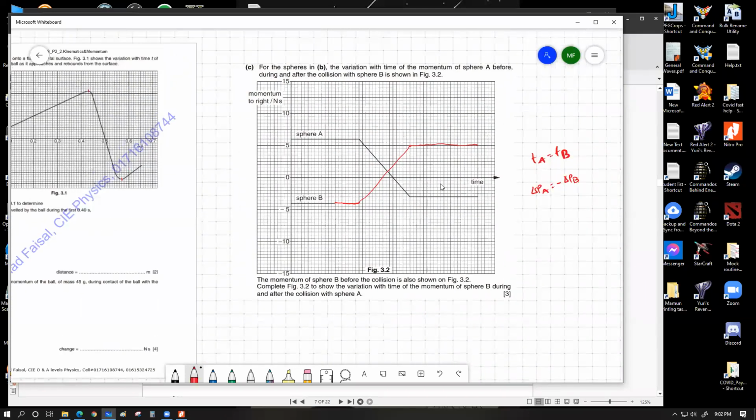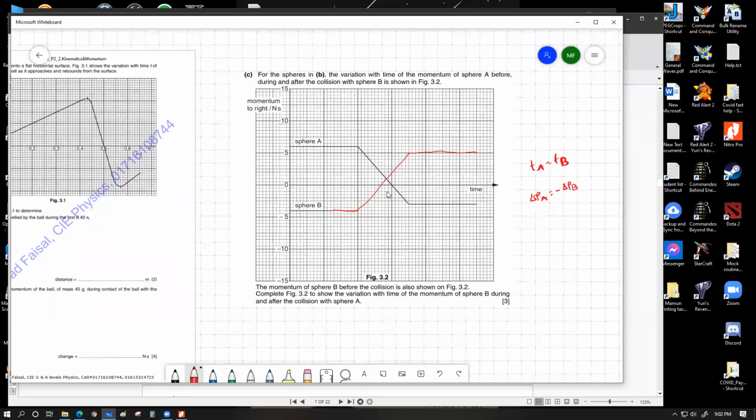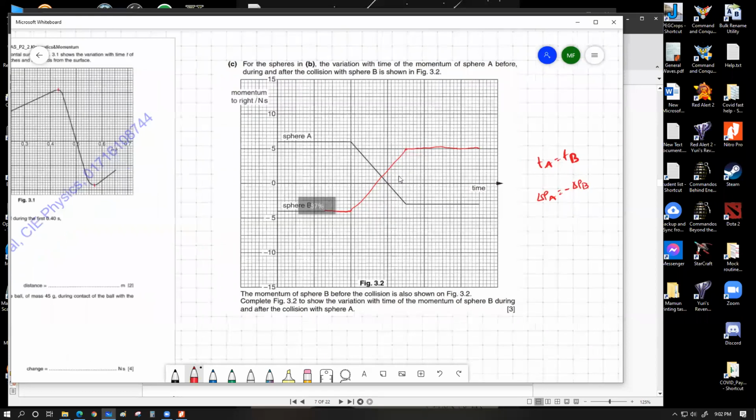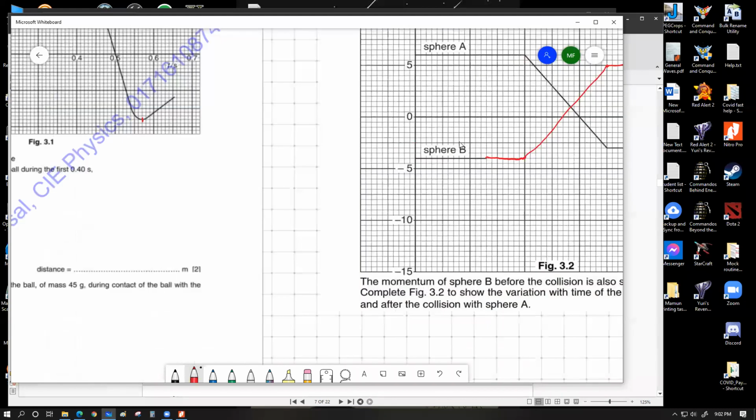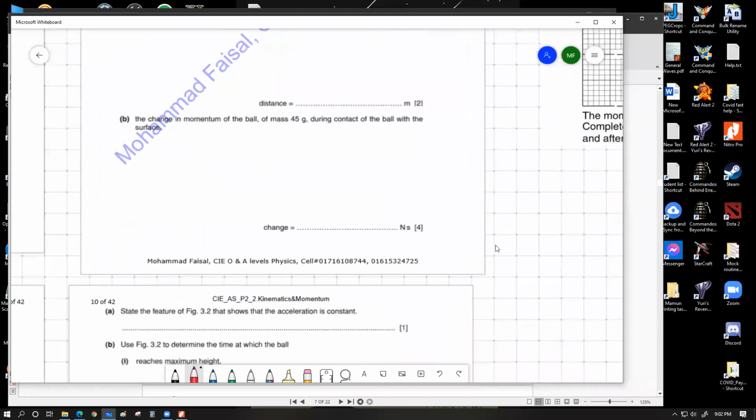The graph for that question should look like this. We have equal and opposite momentum changes. So if sphere A's momentum dropped by 18 units, we have to increase sphere B's momentum by 18 units over the same amount of time. That's the key idea for this graph. I just repeated that because I wanted it to be within the recording.